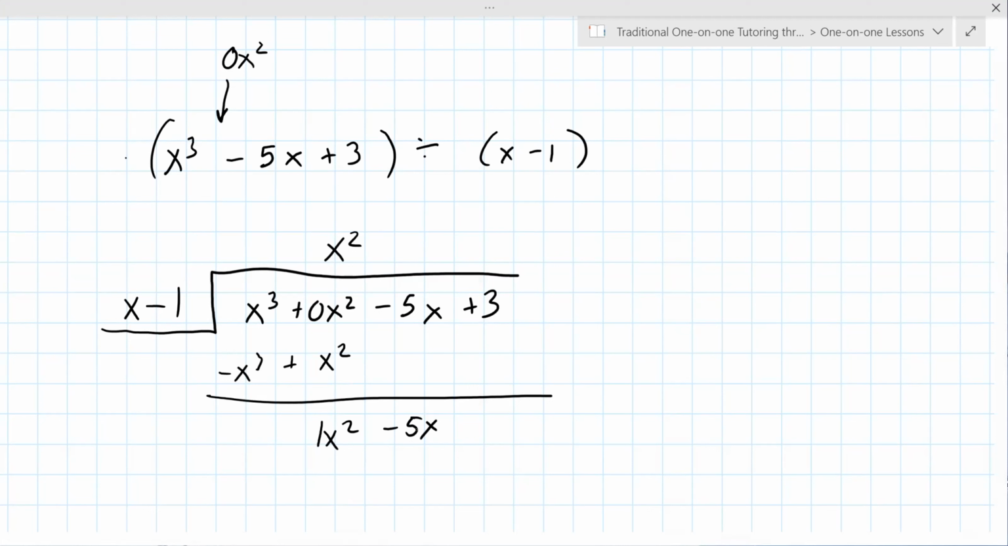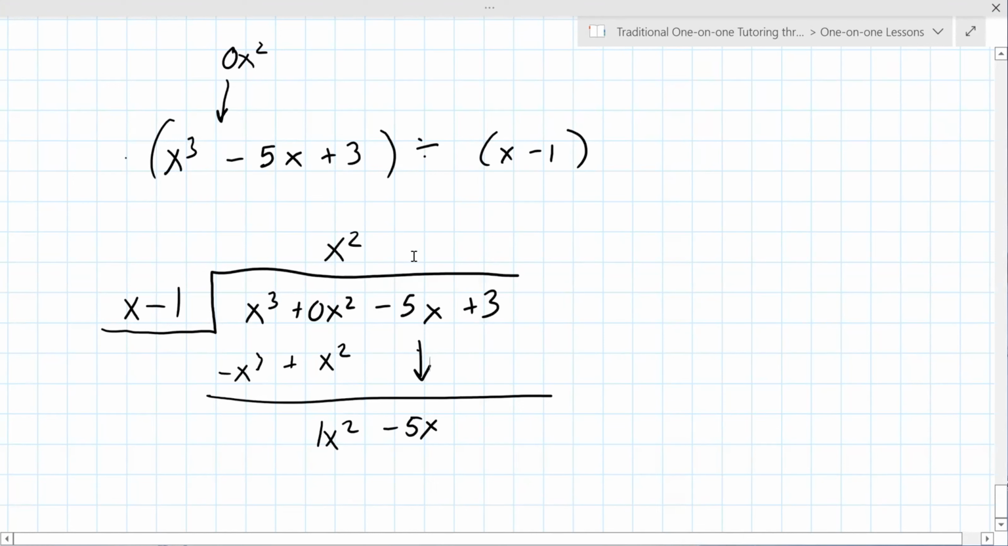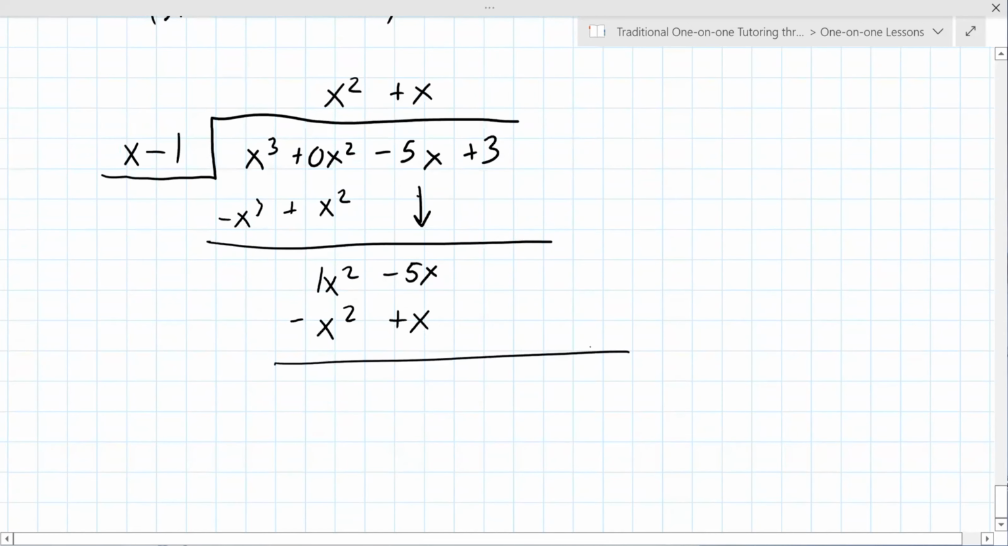I think I did this wrong. Where did you get x squared in the first position up here? And did you get 1x squared minus 5x? Okay, so you're trying to get to x squared. So what do you multiply? 1x, so plus x. So that's x squared minus x, and then you change the signs.